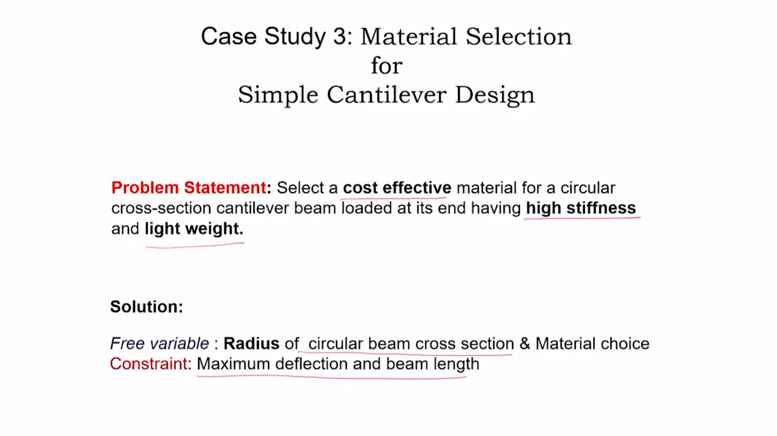You cannot have indefinitely large beam length, and the deflection also, as I told you, because of aerodynamic interactions, you cannot have too much deflection in the system. So, what is the free variable in this case? Of course, it is the cross sectional area that we will keep as the free variable. So, let us try to do some sample calculations.